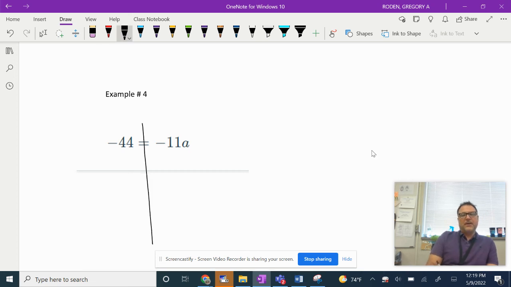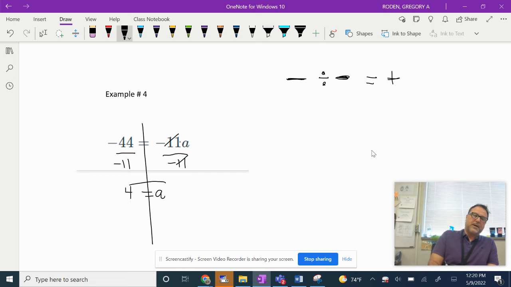So now what am I going to do? I'm multiplying by a negative 11, so I'm going to divide by negative 11 on both sides. Now what do I have here? I have a negative and I'm dividing by a negative. When signs are the same and we're dividing, it's a positive. A negative divided by a negative is a positive. So these cancel out, and 11 goes into 44 4 times. So this is going to be A equals positive 4. And I'm done.